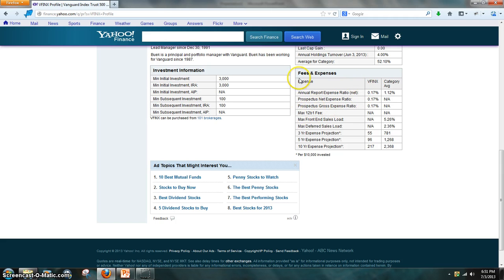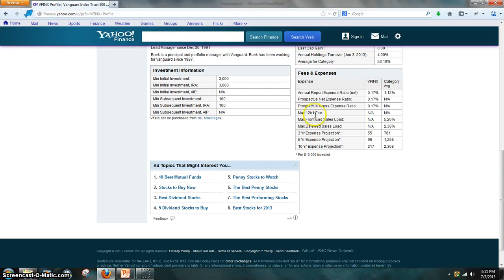But to go over this, the first column talks about the name of the expense. The second column goes over the expenses for the fund that you are researching. In this case, it's the Vanguard 500 index. The last column goes over the category average. So what is the average for other mutual funds in the category?